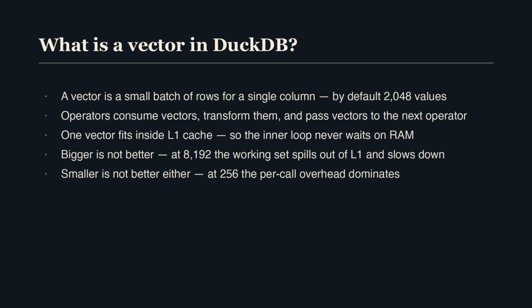A vector of 2048 doubles fits inside level 1 cache, so the inner loop never waits on RAM. The number is divisible by every common SIMD lane width, 4, 8, 16, 32. So the compiler can unroll cleanly. And the per call overhead of running an operator amortizes over enough rows that it disappears.